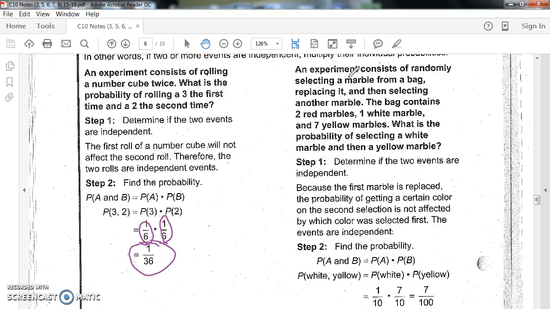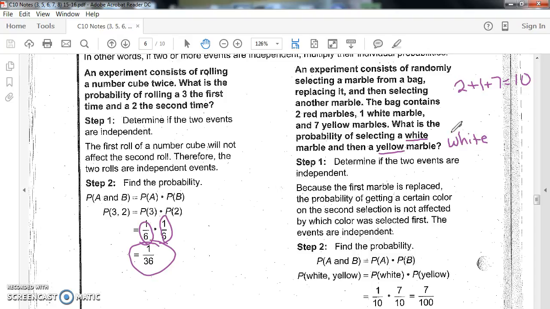The second example talks about an experiment that consists of randomly selecting a marble from a bag, replacing it, and then selecting another marble. If the bag contains 2 red marbles, 1 white marble, and 7 yellow marbles, what is the probability of selecting a white marble and then a yellow marble? First, we need to know how many marbles are in there altogether. 2 plus 1 plus 7 is 10.